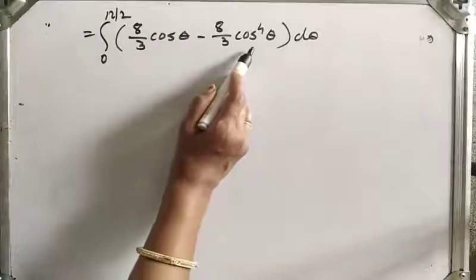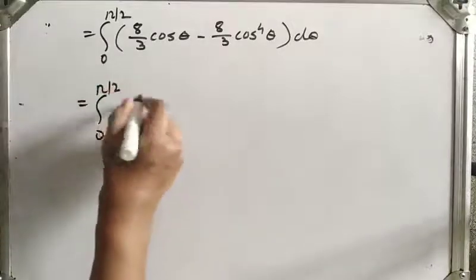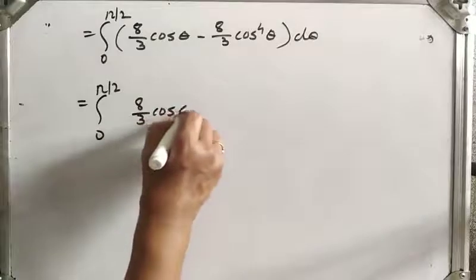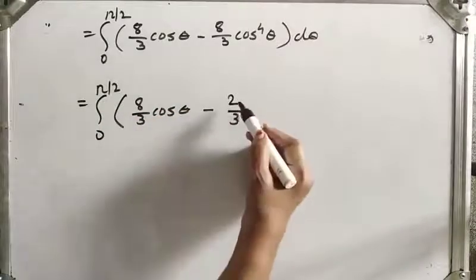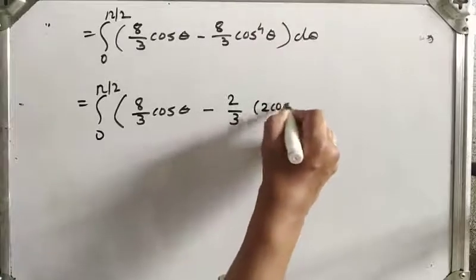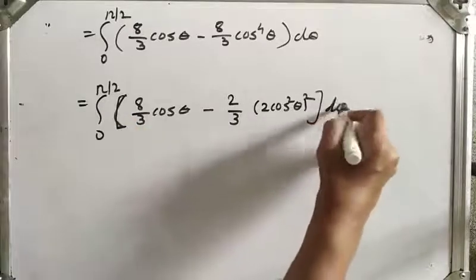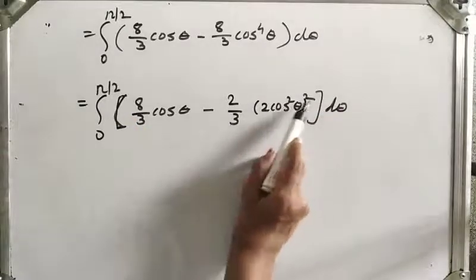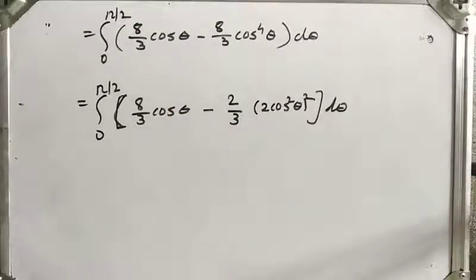Now cos raised to 4 theta. Let us write it as the integral from 0 to pi by 2 of 8 by 3 cos theta minus 2 by 3, where cos^4 theta can be written as (2 cos square theta) whole square, d theta. What we did here: 2 by 3 times 2 square, that is 4 into 2, 8 upon 3 cos square theta into square, cos raised to 4 theta. Why did we do it? Because we can replace 2 cos square theta by 1 plus cos 2 theta.